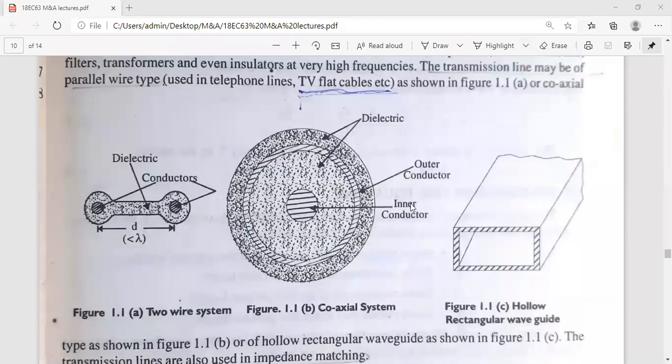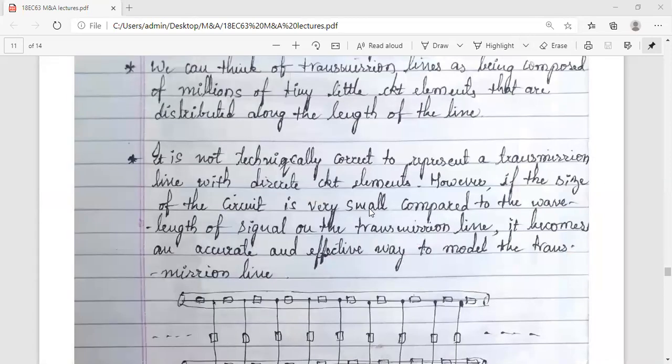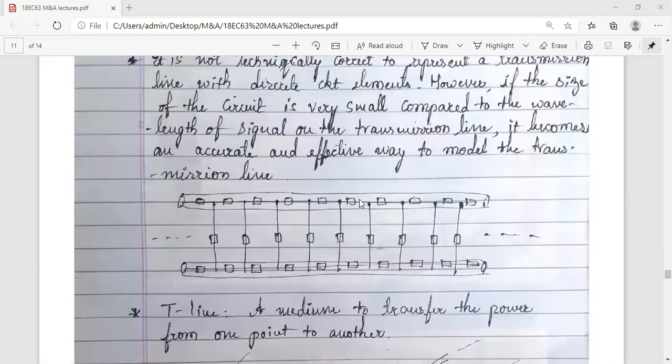I'm sharing the slides. These are the different transmission lines, and we were discussing the frequency parameter.